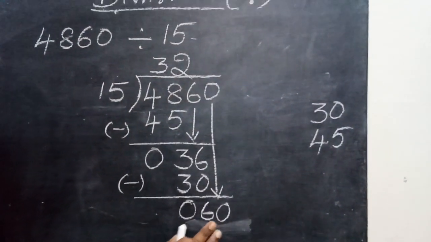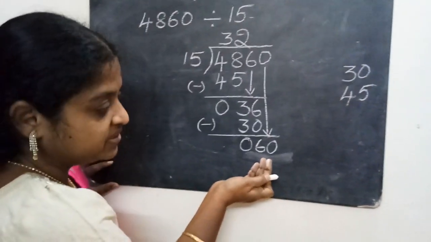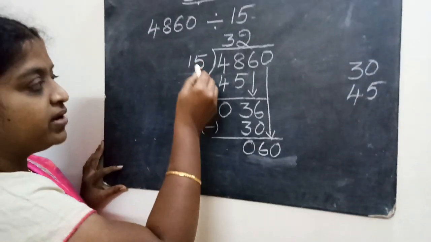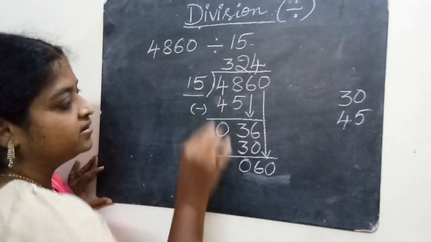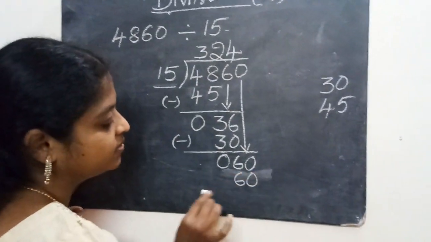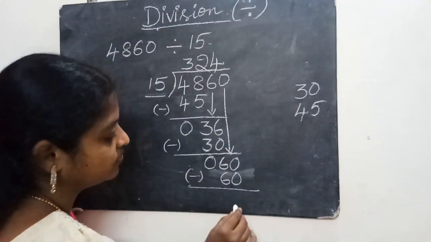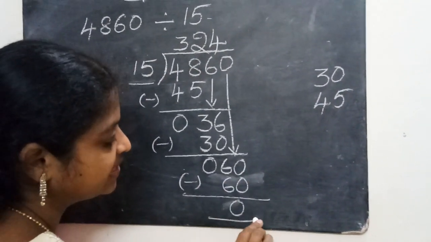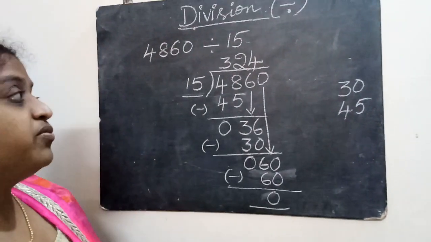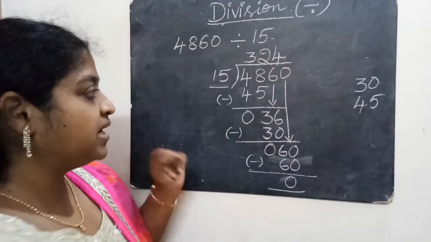Okay children, now you know the value of this number, that is 60. Where will you get 60 in the 15th table? 15 4s are 60. 6 minus 6 is 0, 0 minus 0 is 0. The answer is 0. And I want to tell you one more thing about writing the number.